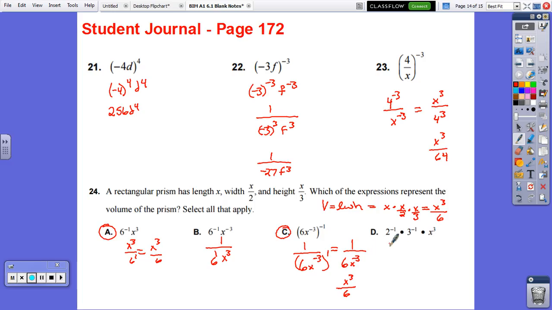All right, so on this one, 2 to the negative 1 is 1 over 2 to the 1 power, which is just 1 over 2. 3 to the negative 1 is 1 over 3 to the 1 power, which is just 1 over 3. And then this is x cubed. So when we go through and multiply them, on the top we have 1 times x cubed, which is just x cubed, and 2 times 3, which is 6.